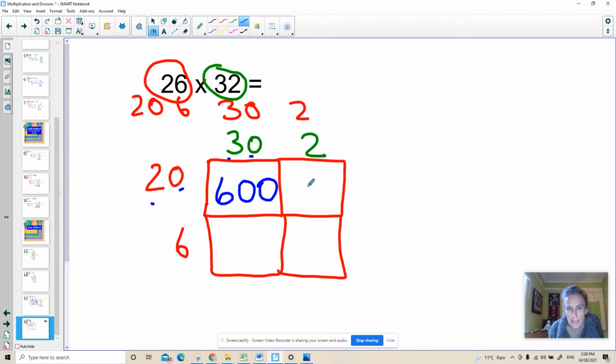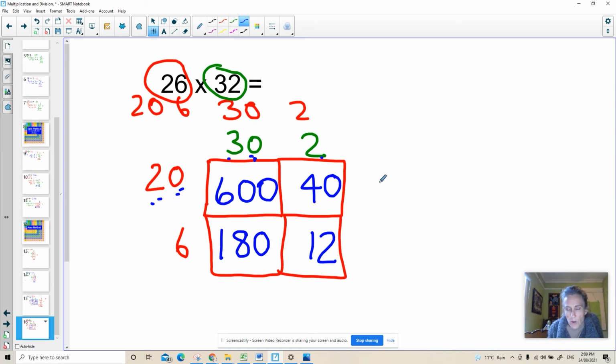Now I'm going to focus in this box. I'm looking at the 20 and the 2, and I know that 2 2s are 4. And I've got 1 0, so I'm going to put down the 0. Here I'm looking at the 30 and the 6. So I know that 3 6s are 18. How many zeros have I got? Just the 1. I'm going to put the 1 down. 6 2s are 12 in this box here.